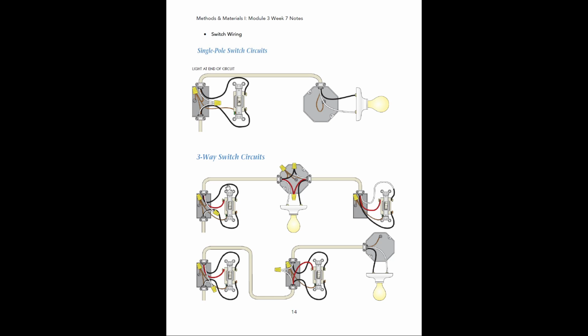There are also different configurations for how you can do this. You can have the light fixture in the middle between the two switches, or you can have the light fixture at the end with two switches that come before it, and both of these switches will control that one light fixture.